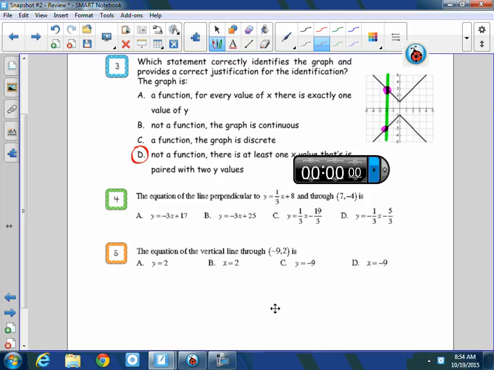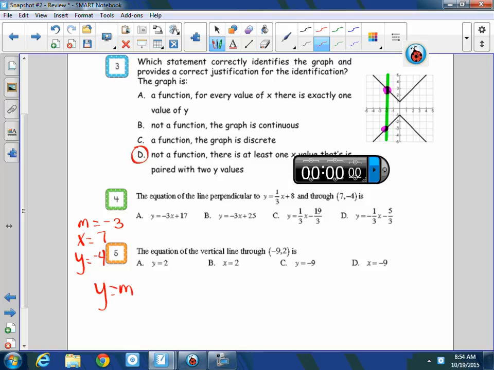Okay, if it's perpendicular to that one, my new slope should be -3, right? Flip it, 3/1, which is 3, and then the opposite, negative. Now, all the other things that I have would be my x, which is 7, and my y, which is -4. And then what do I have to do?